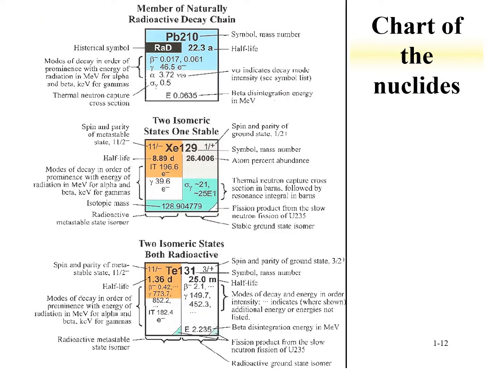Other information is shown here. This is a historic symbol. So lead-210 was also known as radium D. It was the 4th daughter down from the decay of radium. So historically, you've got this name radium D. That'll be shown. You'll see some boxes that are split.